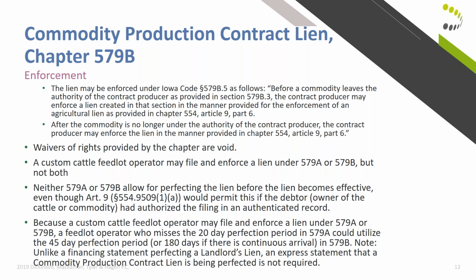When enforcing a commodity production contract lien, if it is before the commodity leaves the authority of the contract producer, the producer may enforce a lien created in that section, just as they would any other agricultural lien as provided in Article 9, which is the security interest part of the Iowa Code. After the commodity is no longer under the authority of the contract producer, the producer may enforce a lien provided in Article 9, Part 6. Waivers of rights provided by the chapter are void, so you can't waive your right to this lien.